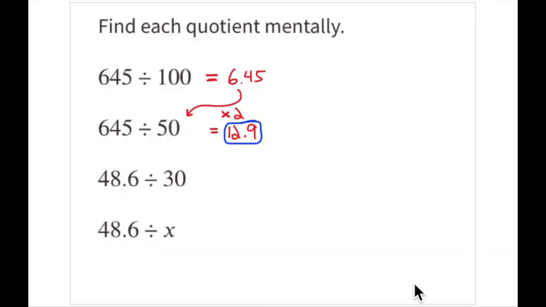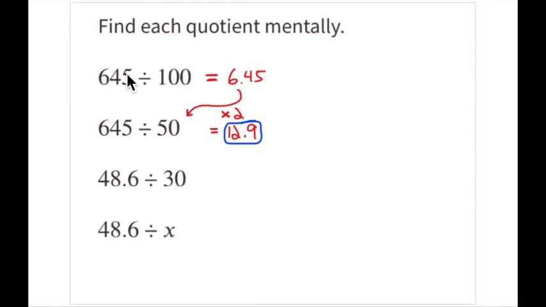And in Activity 1, the authors want to review some mental arithmetic, some mental division, finding quotients, because you're going to do a lot of this as we go through these lessons. And so for the first one, it's 645 divided by 100.